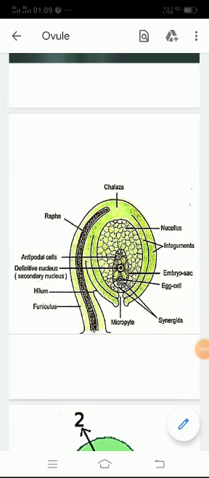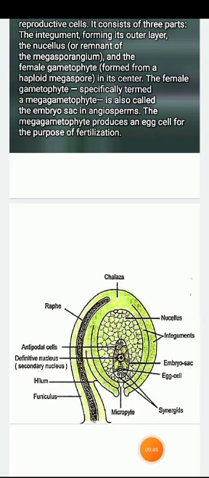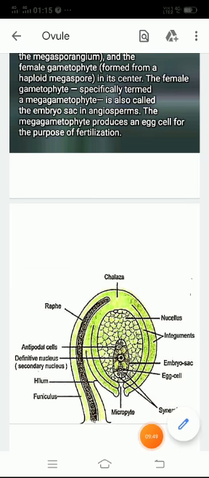Nucellus is made up of diploid parenchymatous tissue. The next and last portion is raphe. It is a portion of the funiculus that is united to the ovule wall, commonly visible as a line or ridge on the seed coat.